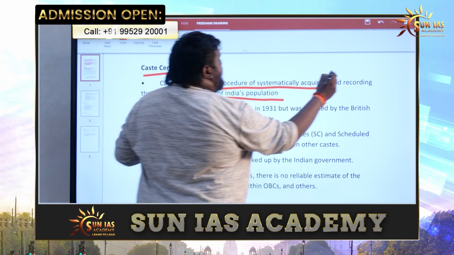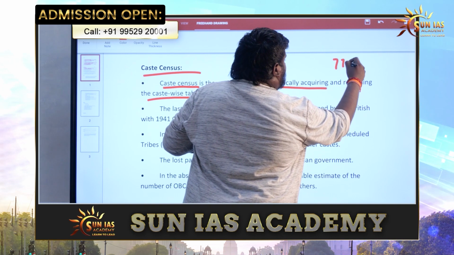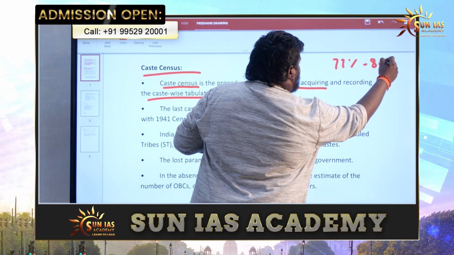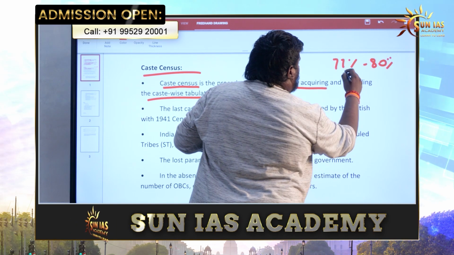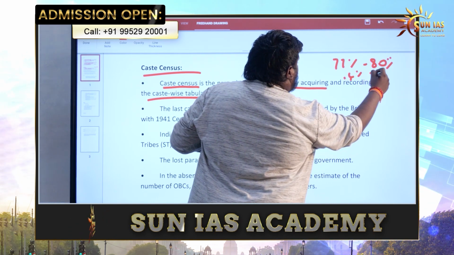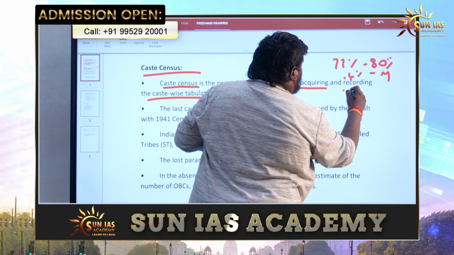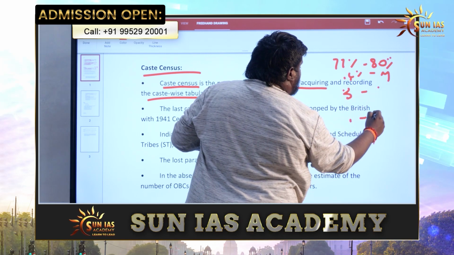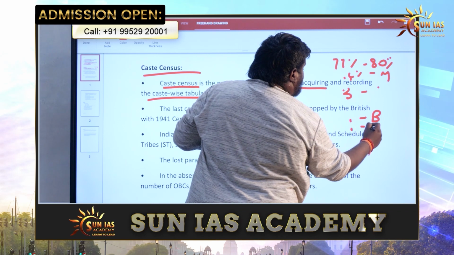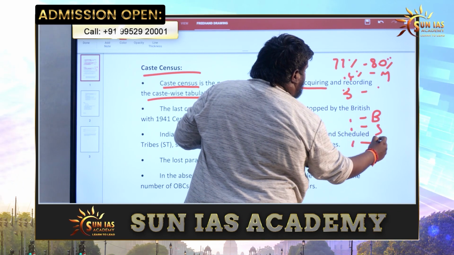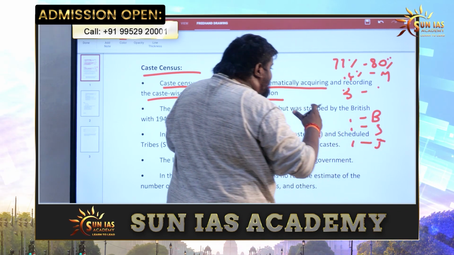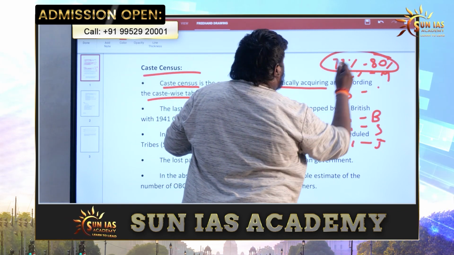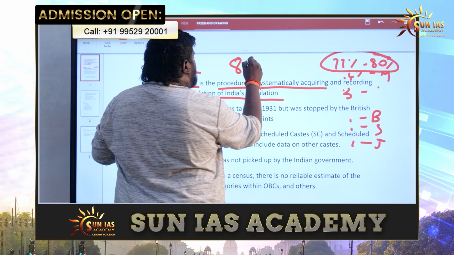Let's say we have 77 to 80% Hindus, 14% Muslims, 3% Christians, 1% Buddhist, 1% Sikh, 1% Jain. So this is the religious breakup. Today India's population is about 80% Hindus.